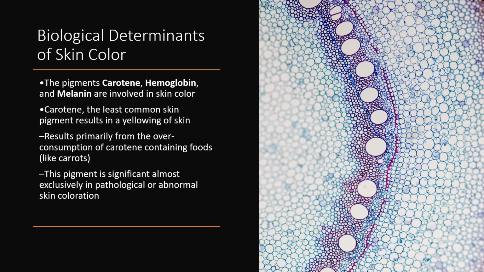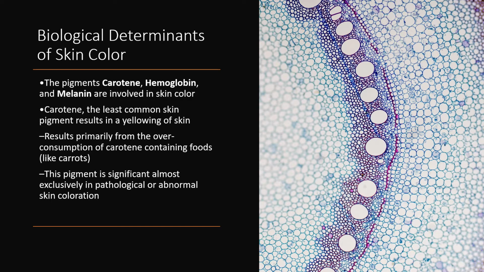The second factor is hemoglobin. This imparts red color to the skin tone. And melanin imparts dark brown or purple color to the skin tone. So the three important biological determinants are carotene, hemoglobin, and melanin. Carotene is the least common skin pigment, which results in a yellowish color of the skin, and it results primarily from the overconsumption of carotene-containing food.